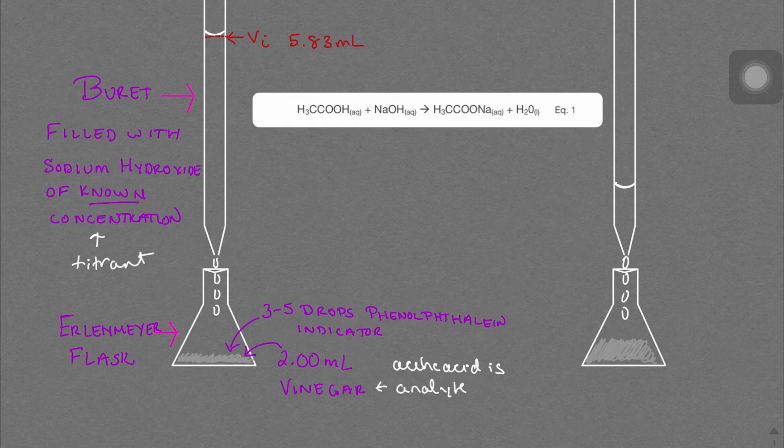So we have our titrant and our analyte. We're using the titrant to find the concentration of our analyte. So our solution at this point is still clear. It's still clear because we still have acidic conditions right now.